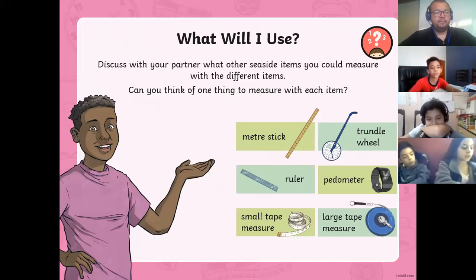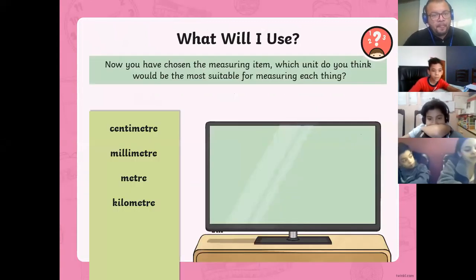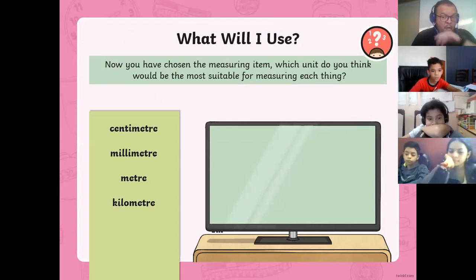So let's continue. Now, what will I use? Now, you have chosen the measuring item. Which unit do you think would be the most suitable for measuring a thing? Okay, we have centimeter, millimeter, meter, and kilometer, right? The only one that doesn't appear here is hectometer, right? That is the only one. But why? Because it's not really common to use it.